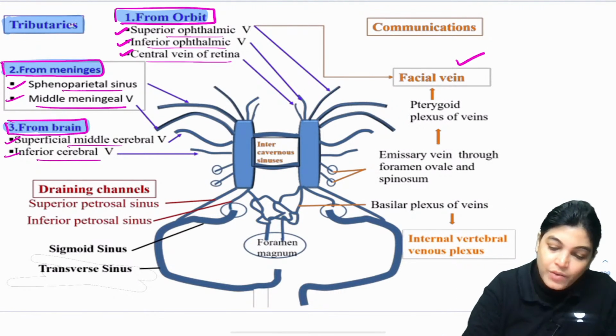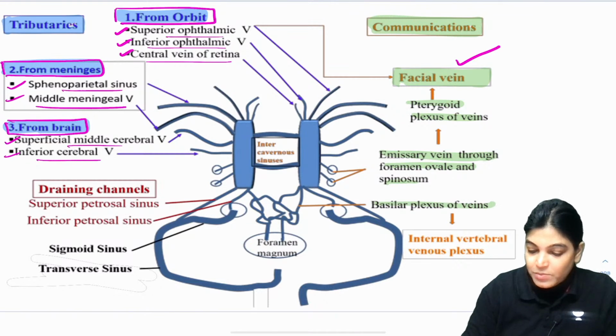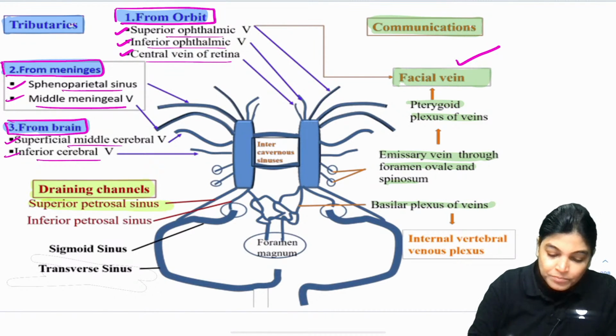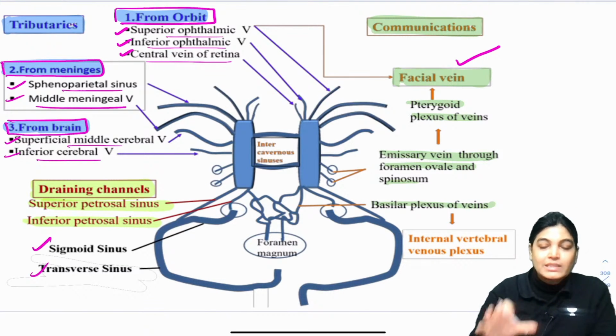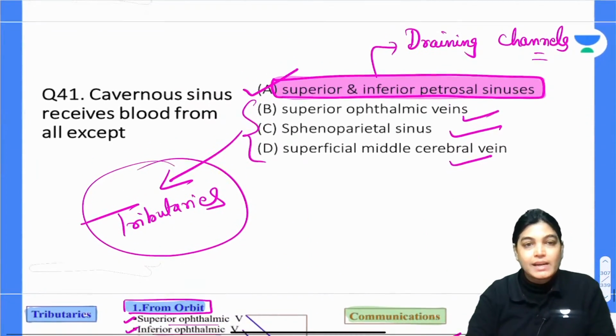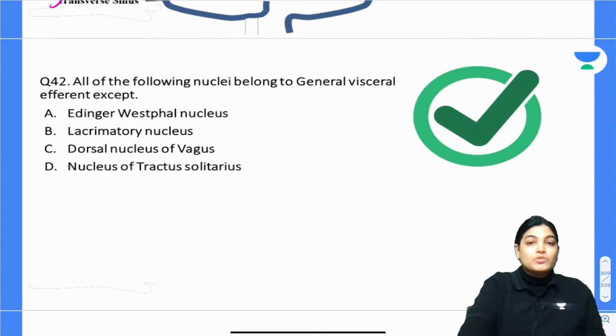Now, communication can occur via facial veins, via the pterygoid venous plexus, and via emissary veins passing through various foramina, and the basilar venous plexus. And then the draining channels. This was in the option: the superior and inferior petrosal sinuses are draining channels for the cavernous sinus, which again communicate with the transverse sinus and internal jugular vein. So they are not direct tributaries, and the superior and inferior petrosal sinus is the correct answer for question number 41.